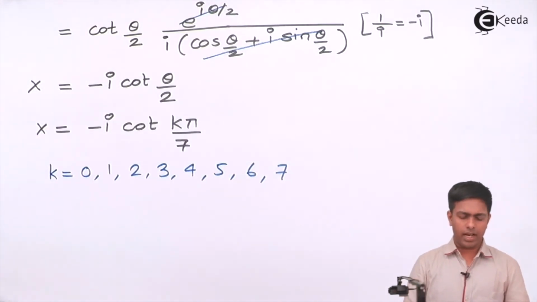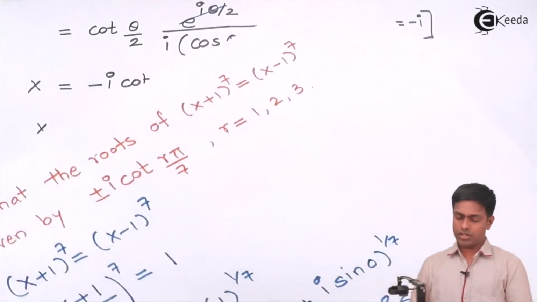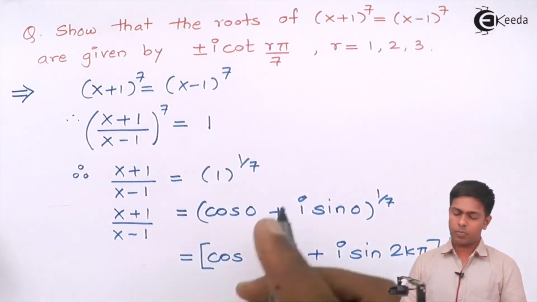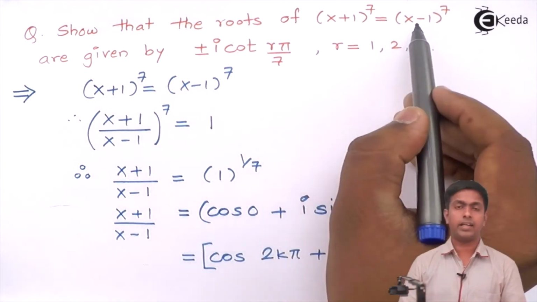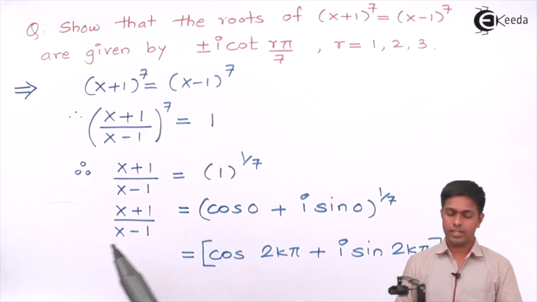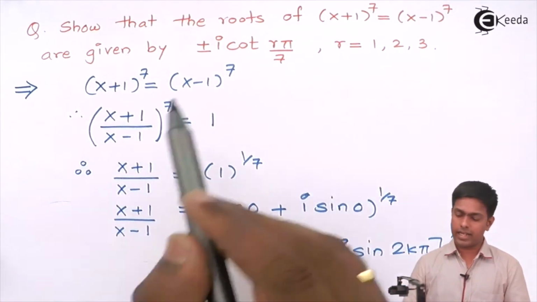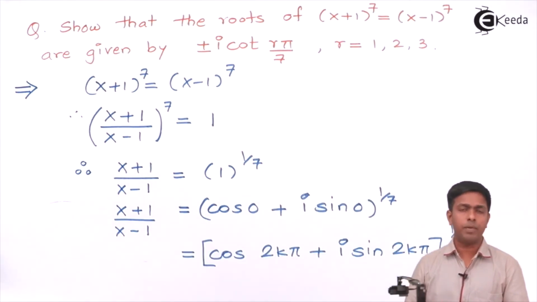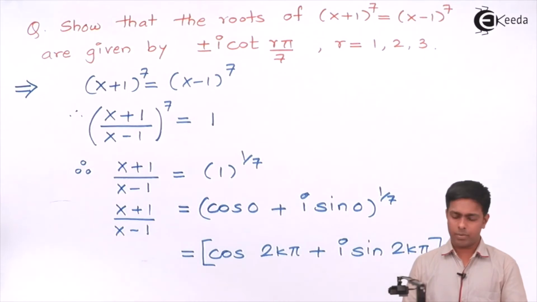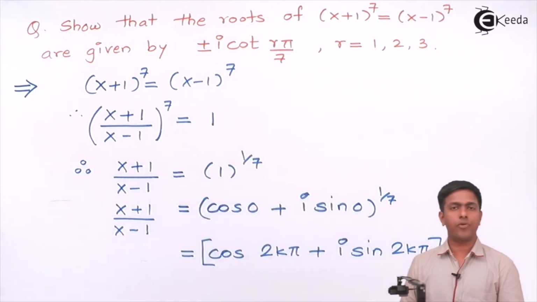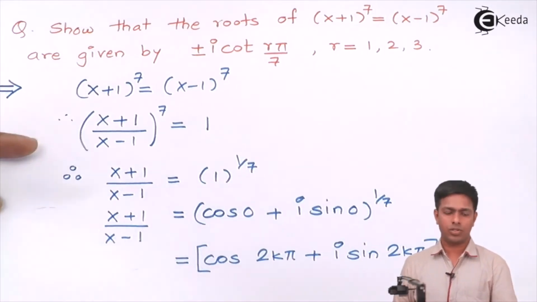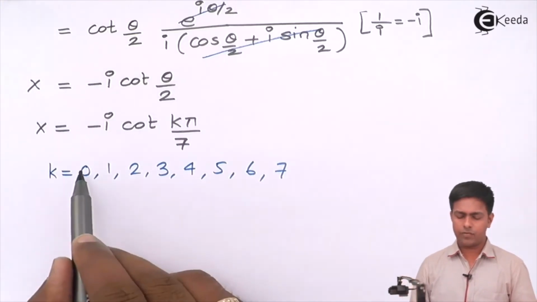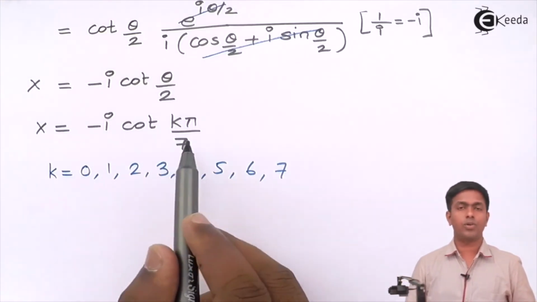So you must be thinking why did we get the root as infinity? Let me tell you that this was the given equation. If you expand it on the left hand side and right hand side using, let's say, the binomial theorem, then x raised to 7 will be cancelled on both sides and your equation will be a degree 6 equation. Therefore we are just getting 6 roots. So I am neglecting this first root when we put k equal to 0.